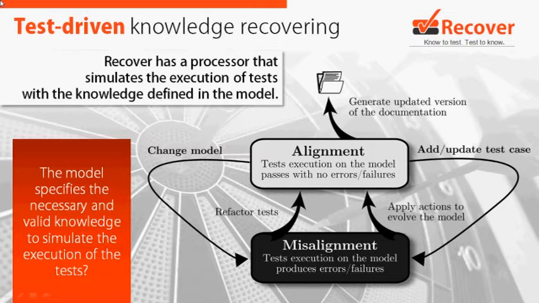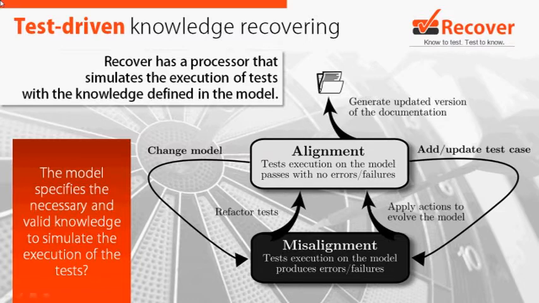In this alignment situation, test cases that we have in Recover are aligned with the knowledge model. That is, they can be executed on the model with no errors or failures. So we have in the model the knowledge that is required for executing this test case. So at this point, it is very interesting to generate an updated version of the documentation.